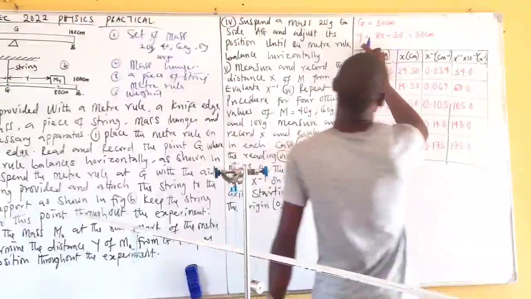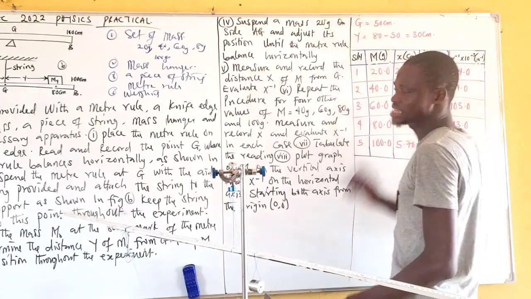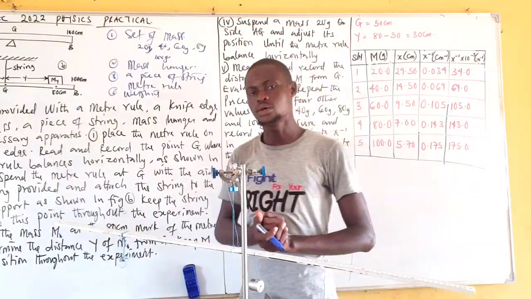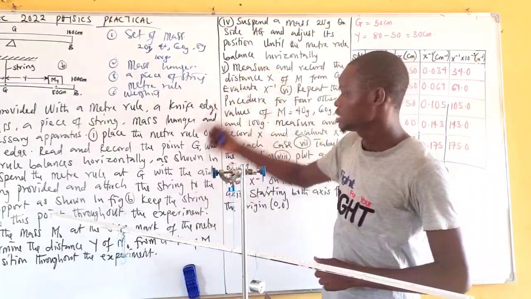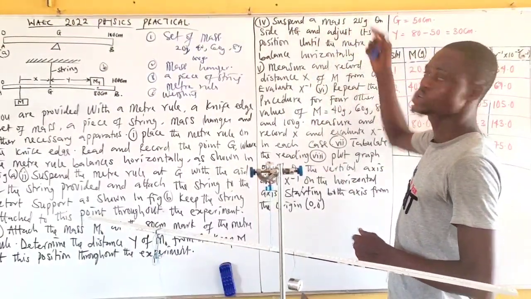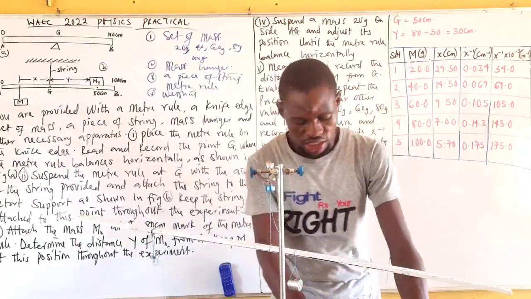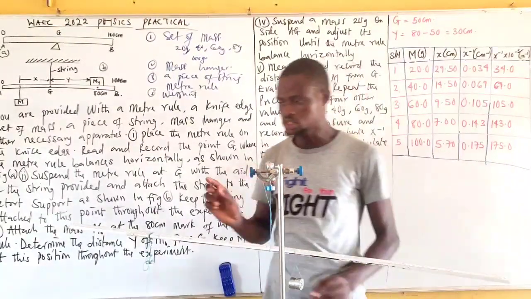Now, we are asked to write y to be equals to 80 minus 50, which is equals to 30 centimeter. I think I've gotten that one. Now, the next thing in my experiment is to suspend the mass m, which is 20 gram. That is the initial mass. So I need to bring a 20 gram mass. Oh, sorry, I think I missed something.